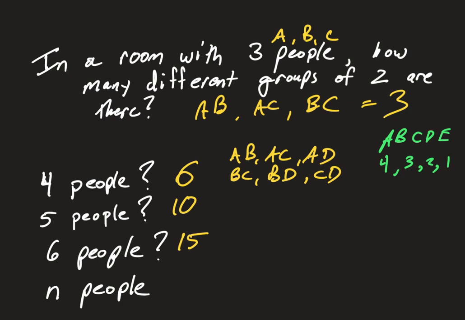So again, the more organized you were in trying to set this up, the better. A, first one times the second, first and second, first and third, first and fourth, or here, like we just did. A, B, A, C, A, D, A, E, that was four. B, C, B, D, B, E, that's three. C, D, C, E, two. And then D, E, one. Four, three, two, one. That was the 10. 15, similar process.